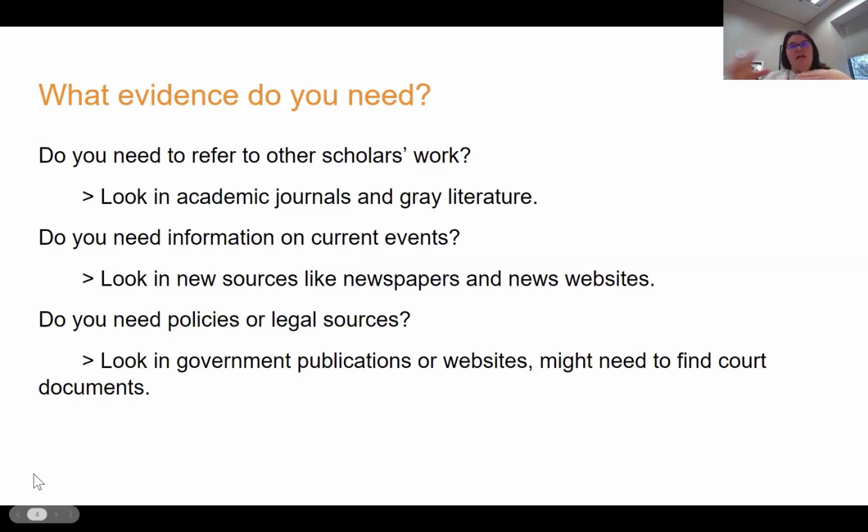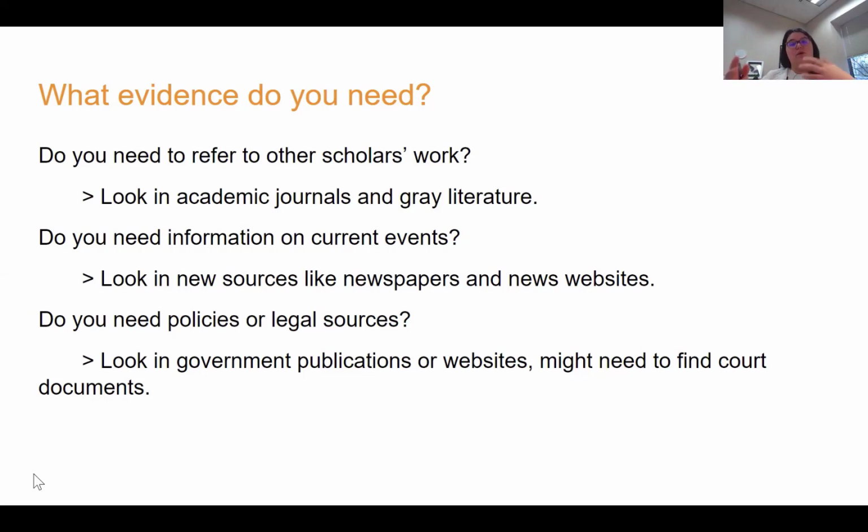So again, tied in with why are we researching, we need to think about what level of evidence we need. Are we referring to another scholar's work? Again, we need that high level. So then we're going to be looking in academic journals and possibly some gray literature, which are reports and other things that don't go through a formal peer-reviewed process. They don't come up in academic journals, but they're published by think tanks, some government organizations, nonprofits who are advocating for something, but there is still research that's being done. It just doesn't go through the academic channels as much.